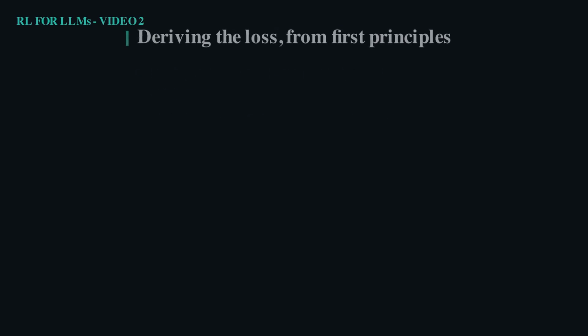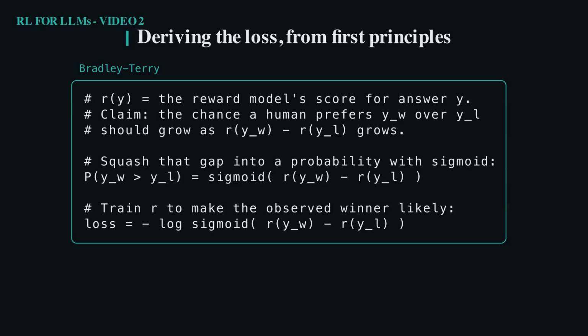Now let us derive the loss. We start from one reasonable claim. The bigger the score gap between the winner and the loser, the more likely a human prefers the winner. To turn that gap into a probability, we pass it through the sigmoid, which squashes any number into the range 0 to 1. Then we simply train the scores so that the answers humans actually chose come out with high probability. And that last line is the entire reward model loss. Negative log sigmoid of the gap. Minimizing it pushes the winner's score above the loser's. Notice we never needed an absolute label, only which answer won. That is what makes the data so cheap to collect.